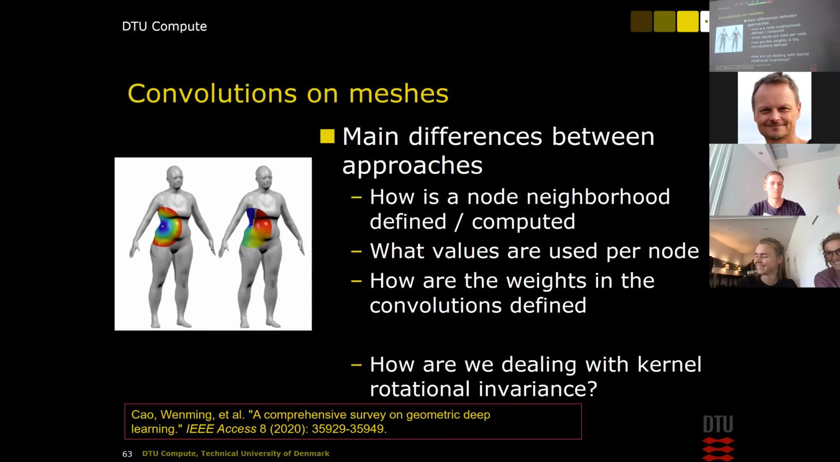But one of the major differences between these types of methods is how the neighborhood is computed or defined, what the values are that are actually used per node, and how the weights in the convolutions are defined. And an even bigger issue as well is how we actually deal with rotational invariance here, because you can see they also define the neighborhood, and here they have defined it in a polar coordinate system, so you actually have some kind of rotation around here. And I'll get a little bit back to that.